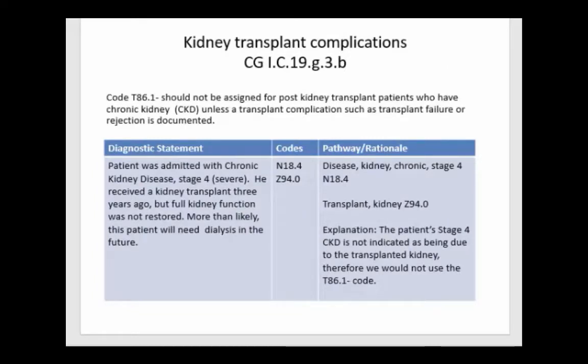The T86 code should not be assigned for post-kidney transplant patients who have chronic kidney disease unless the complication is documented. In this statement we've been given, the patient was admitted with chronic kidney disease stage 4. He received a kidney transplant 3 years ago, but full kidney function was not restored. More than likely, he's going to need dialysis. We're going to code the chronic kidney disease and the transplant status. We are not going to use the T86 code because this is unrelated to that transplant. This is a chronic kidney disease that he had before, still has, unrelated to the transplant.